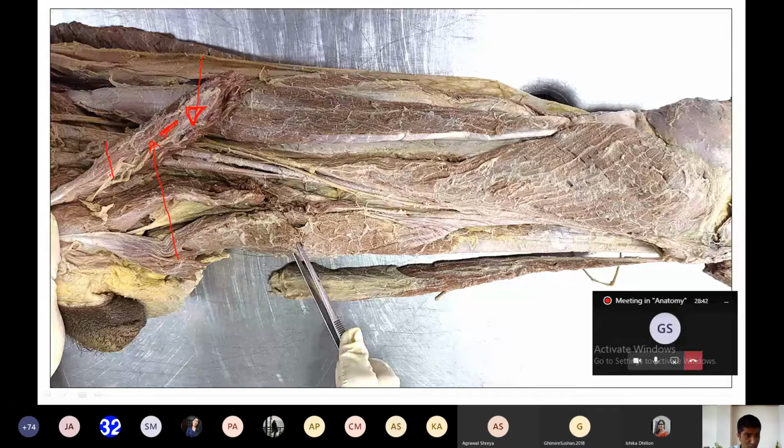Suppose this nerve is arrowed. What is this nerve? Susan, can you tell? Nerve of the adductor. Obturator. Yes. Very good. Anterior. Which division of? Very good. Out of three, you have already scored two. Now, what is the root value of this nerve, which is pointed here? Can you tell? Three questions will be there for each part, minimum three questions. So, what is the root value of this nerve, which is pointed? Sir, L2, L3, L4.